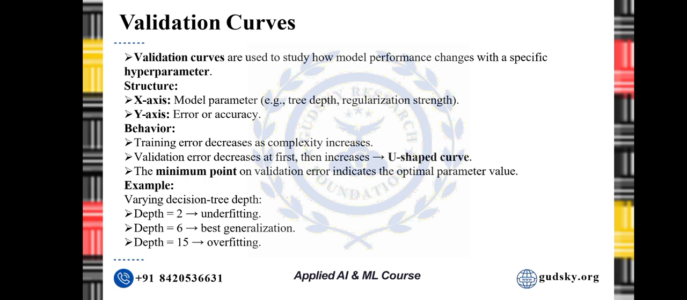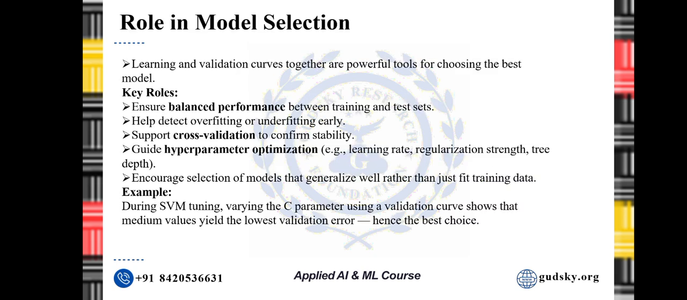So for example, if you vary the depth of a decision tree, depth 2 underfits, depth 6 gives perfect generalization, and depth 15 overfits. So validation curves help us tune our models, not too simple, not too complex, but just right. So this is what validation curves are about. And now, the role in model selection.